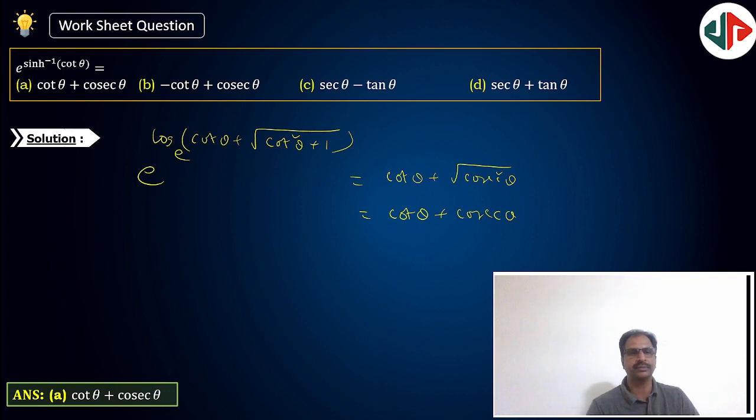Just use the sinh inverse x formula and put x equal to cot theta. And we know that e power log f of x base e is nothing but f of x.